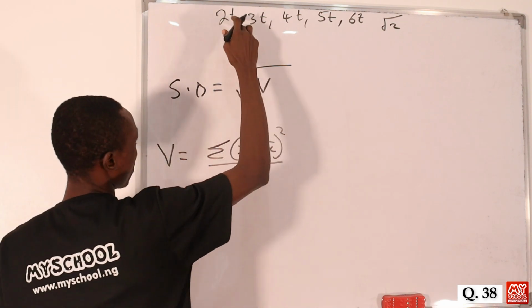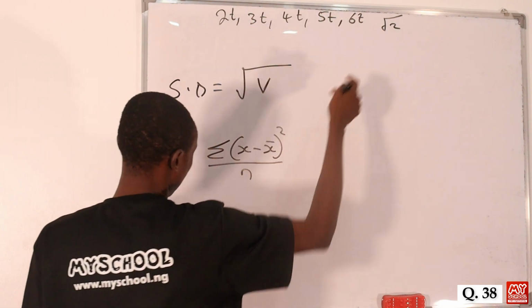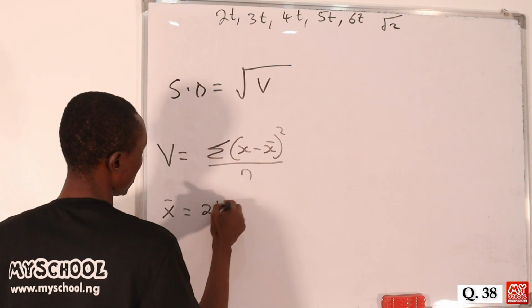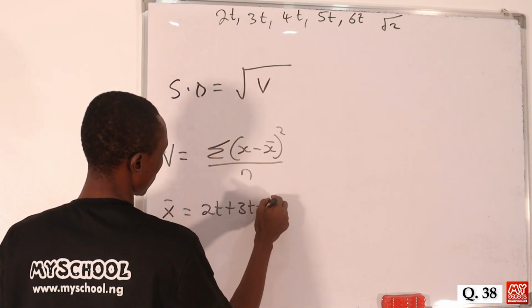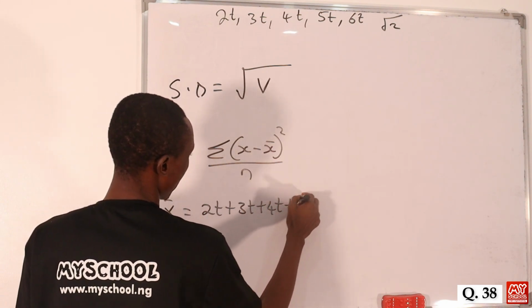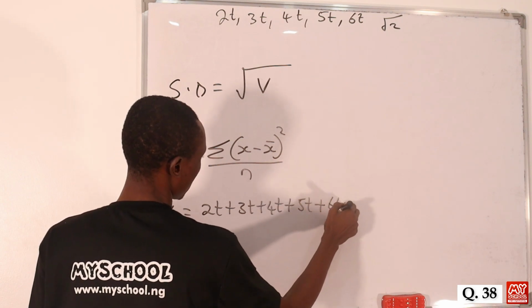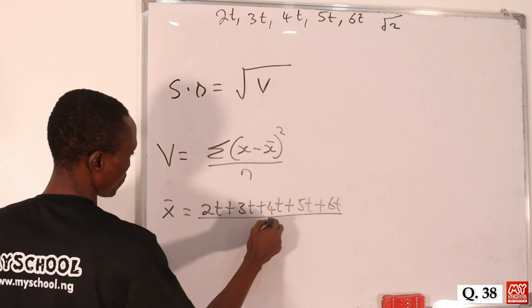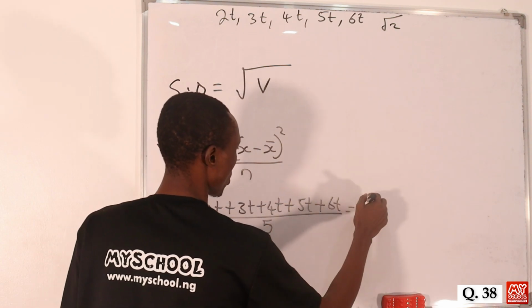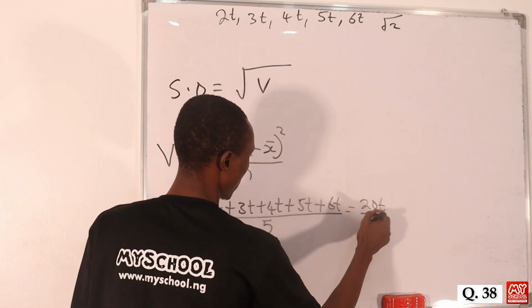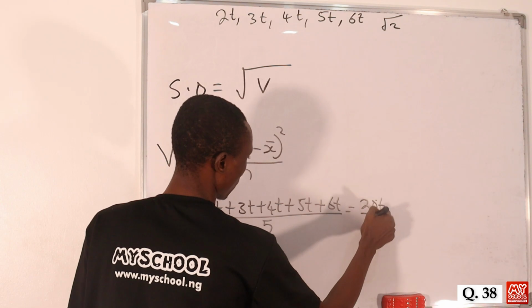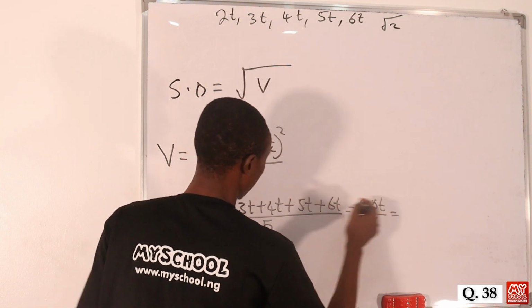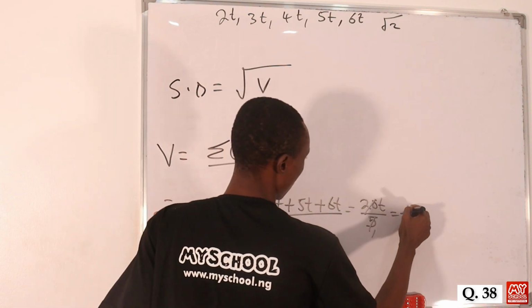Okay, so how many values do we have here? 1, 2, 3, 4, 5. So we add them together. 2t plus 3t plus 4t plus 5t plus 6t divided by 5. Okay, so this will be equals to 20t divided by 5. So 5 into 5 is 1, 5 into 20 is 4. So that the mean x bar is equals to 4t.